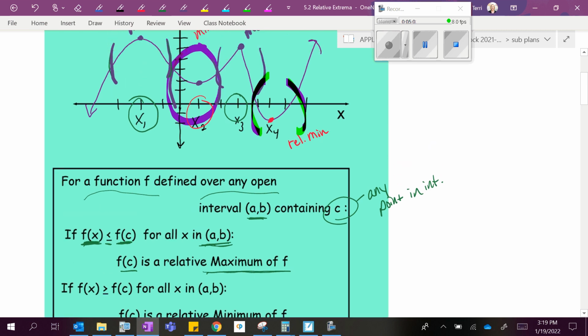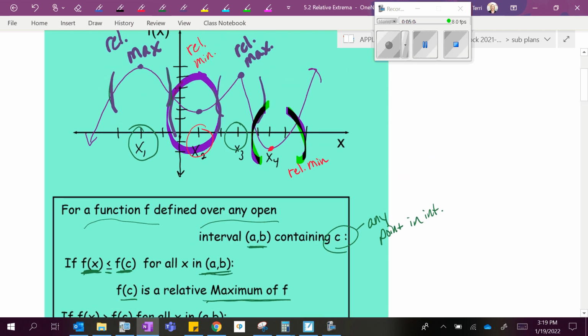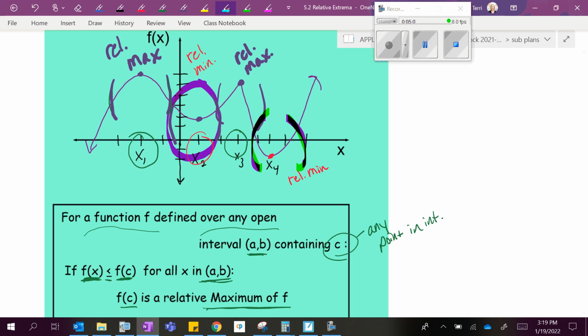Okay? So for instance, if we look at this first relative max we saw up here, this rule is just saying, let's say this is our f of c. If all of the other f of x values, all the other y values are lower than f of c, which in this case they are, then f of c is a relative max. It's a high point, right?